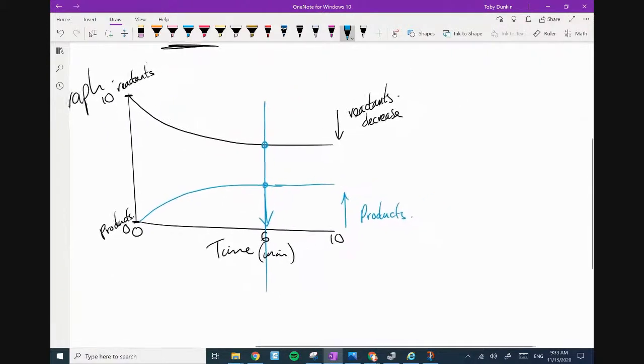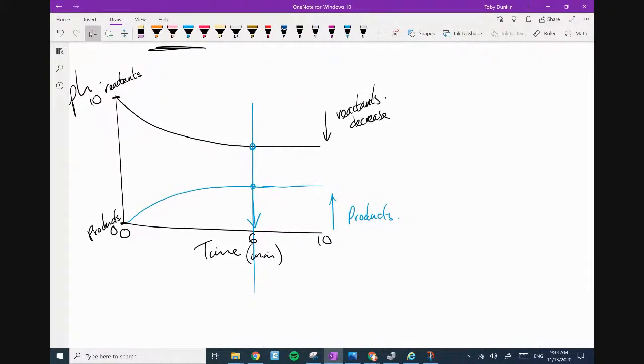Because you can clearly see that the products are increasing, the reactants are decreasing, then all of a sudden they stop. So this level bit here shows that the concentration, not doing very well on my writing today, the concentration is now remaining constant. Concentration is now constant. So equilibrium has now been established.